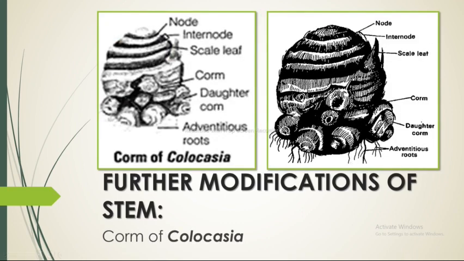So further modifications of the stem. This is the corm of colocasia. In the first figure you can see the node, internode, scale leaf, corm, daughter corm and adventitious roots. Corm of the colocasia. In the second figure, this is node, internode, scale leaf, corm, daughter corm and adventitious roots as shown in the figure.